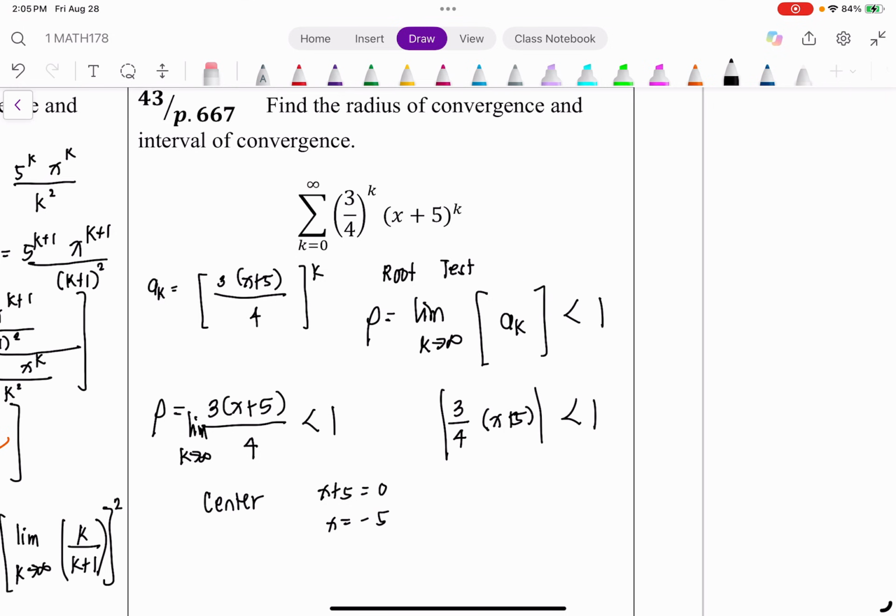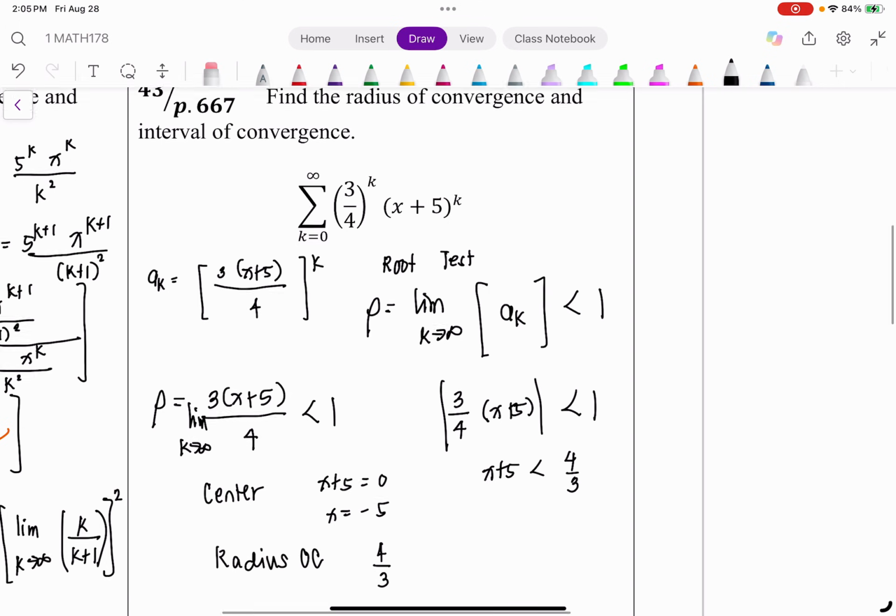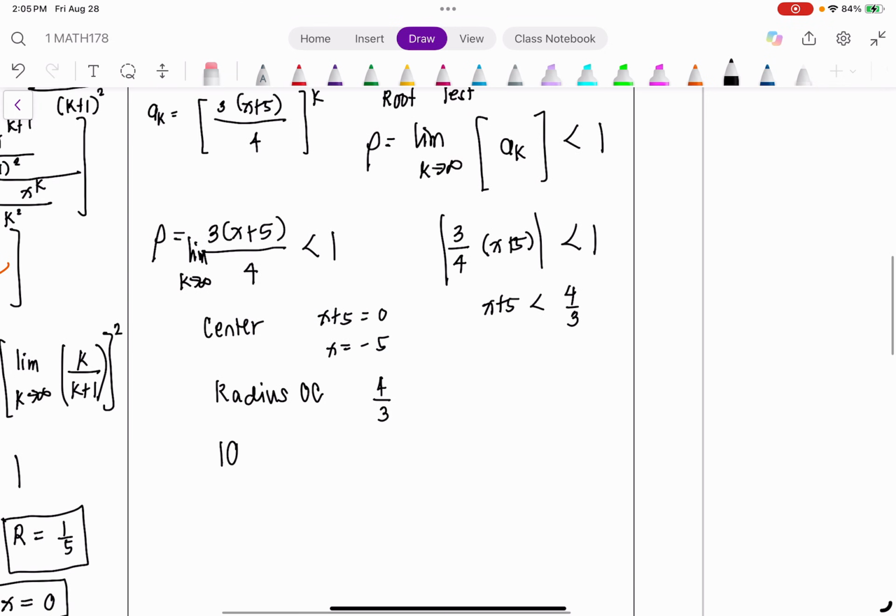And if we multiply both sides by 4 over 3, we have absolute value of x plus 5 is less than 4 over 3. So the radius of convergence is 4 over 3. For the interval of convergence, it would be x between negative 5 plus 4 over 3 and negative 5 minus 4 over 3. So that would be the interval of convergence.